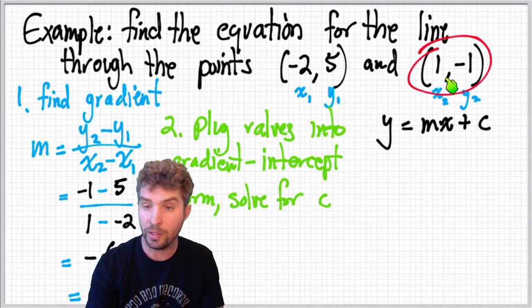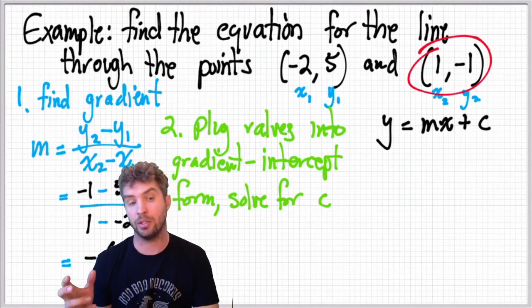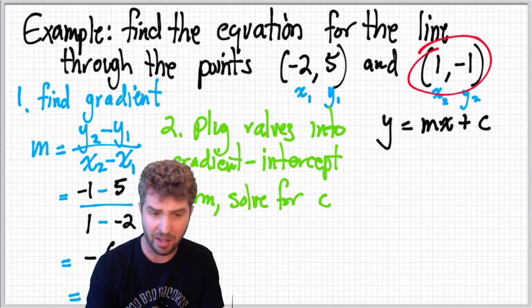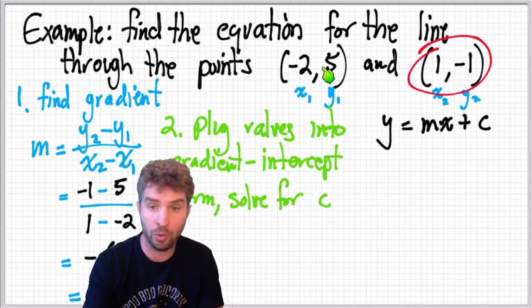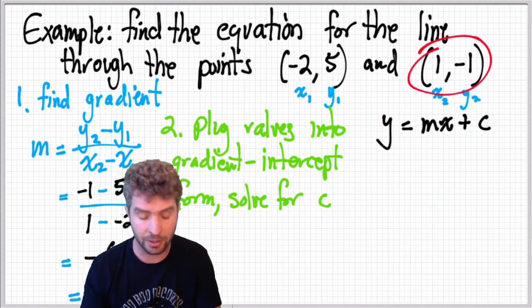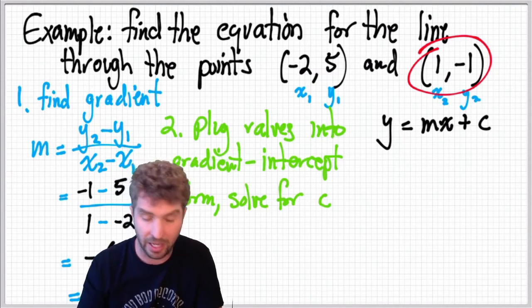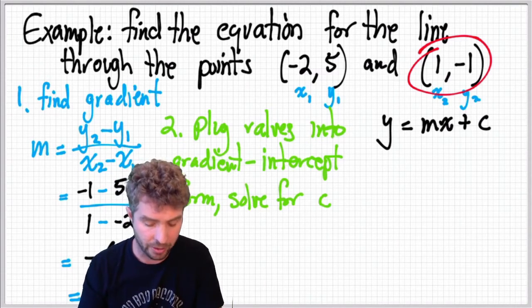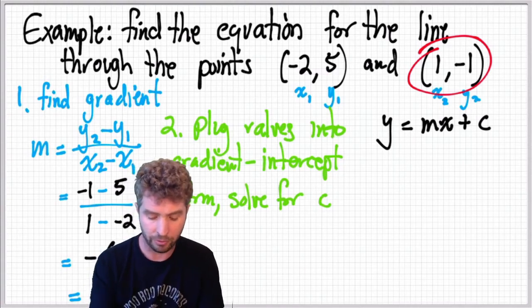Okay? Ones are always easy to do calculations with. Not that much easier than 2 or 5, but they are a little bit easier. 1 is just a nice, easy number to do any adding or subtracting or multiplying with. So that's why I've chosen that one.